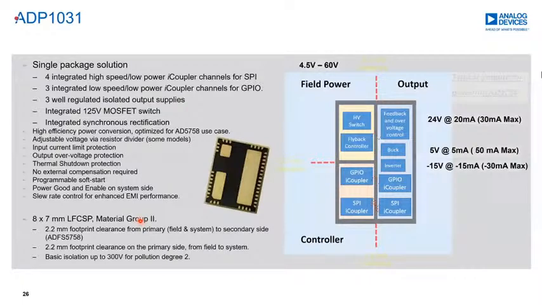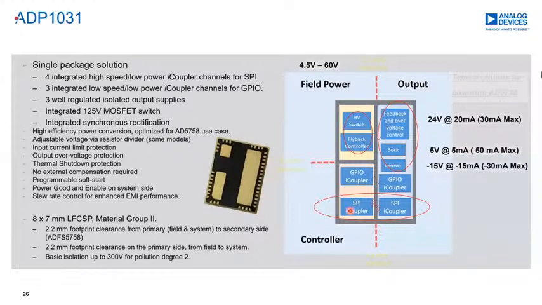This part basically works as a flyback controller with a high voltage MOSFET built into it, and the voltage it can handle is about 125 volt. It generates 3 isolated supplies: one positive rail, one negative rail, and one buck rail. And it has inbuilt SPI isolation, so that you can communicate to your DAC through this SPI. So with a single chip, you are getting power supply and data isolation.